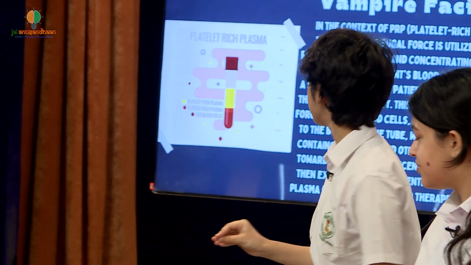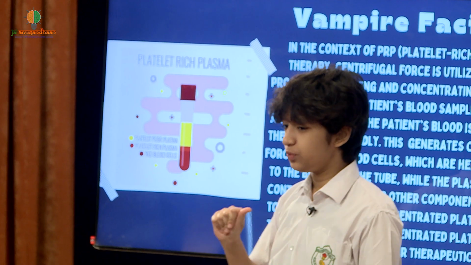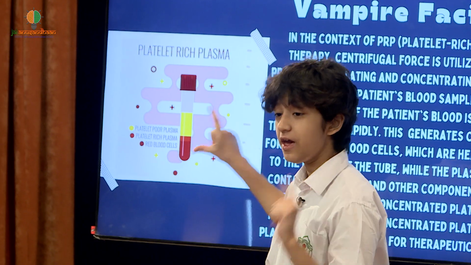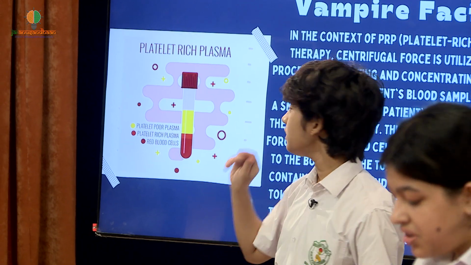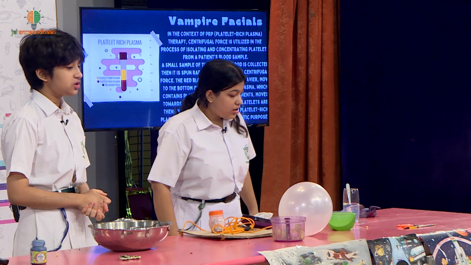Well, the blood is extracted from a patient and spun around at very high speeds. This leads to the platelet, which is lighter in weight, to settle atop the heavier blood components. Now the platelet is extracted and used for skin therapy. Maybe I should try doing that as well. You should, it's really helpful.